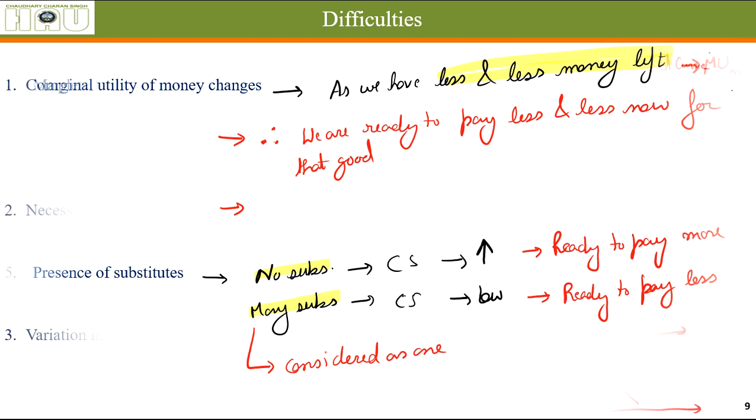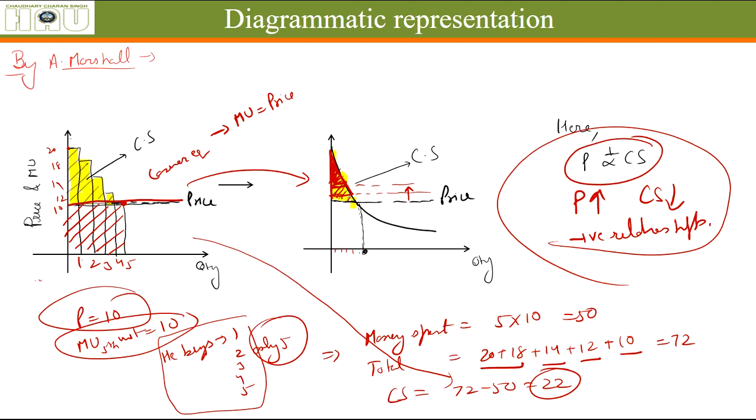As you can see, I'll show you by the example here. As we keep on buying more and more quantity of a good, we are left with less and less money. Earlier we were calculating consumer surplus based on the price of rupees 10. Now when the money with us has reduced a lot, we will be attaching a lot more importance to the money that is left with us. So we will not be buying this good at rupees 10. We will definitely be willing to pay a lesser price for it because the money left with us has reduced a lot.